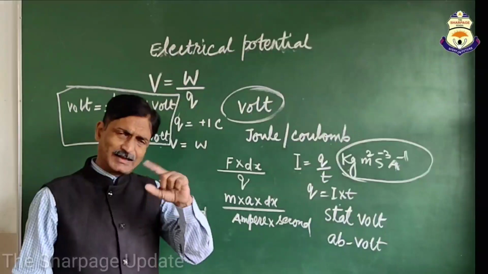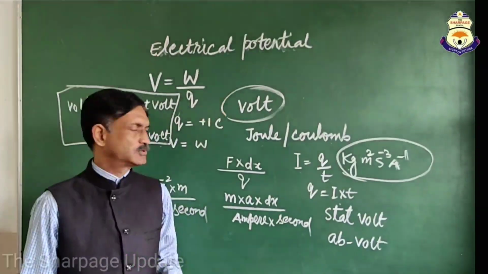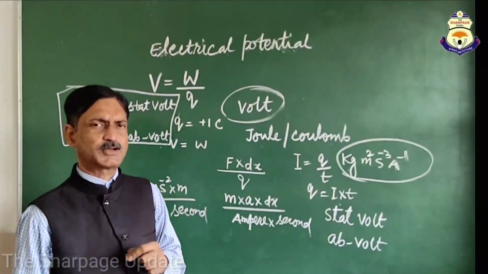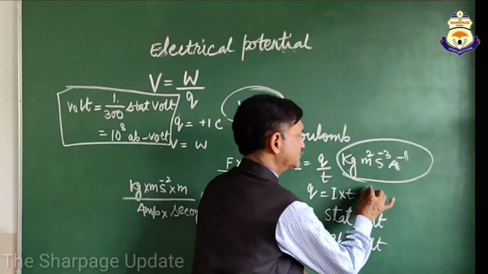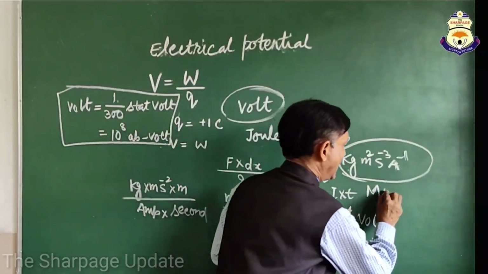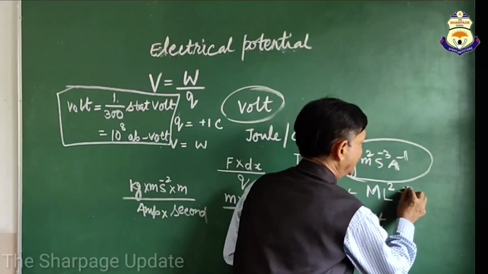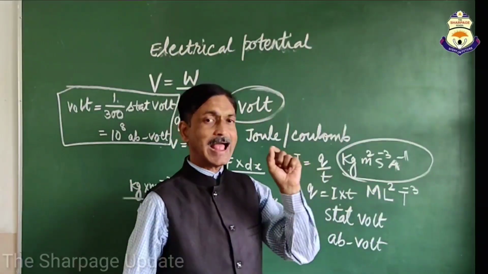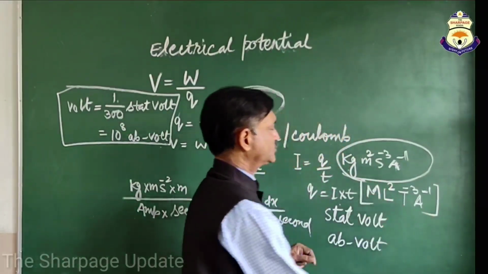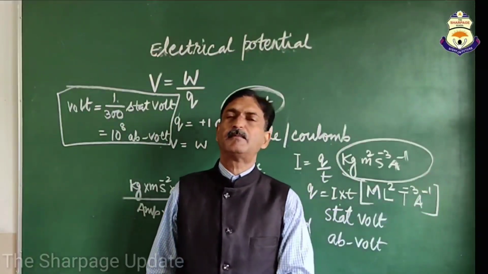Now, another thing: if we want to find the dimensional formula of electric potential, we can find it with the help of this unit. As you know, kilogram means mass, so M; meter means length, so here L square; second means time, so T to the power minus 3; and A shows ampere, A to the power minus 1. It means the dimensional formula of electrical potential is M L2 T minus 3 A power minus 1.